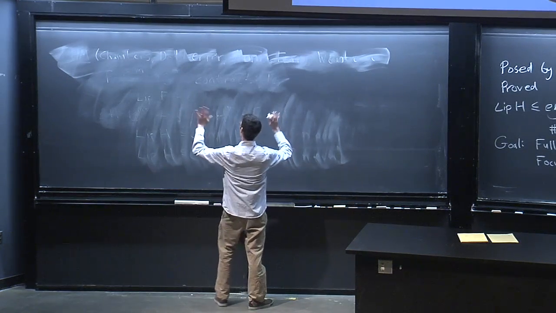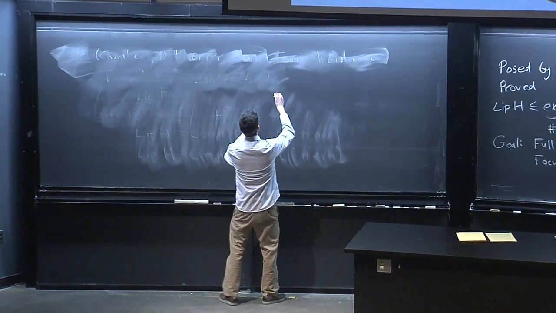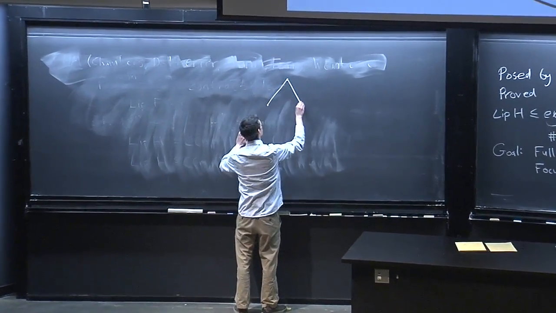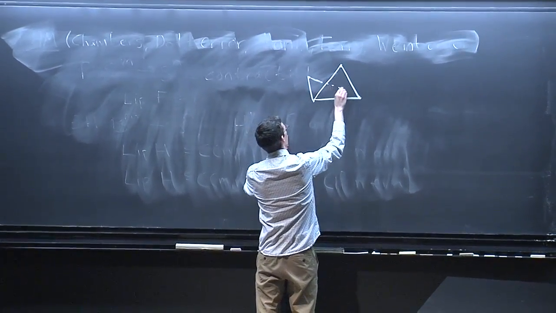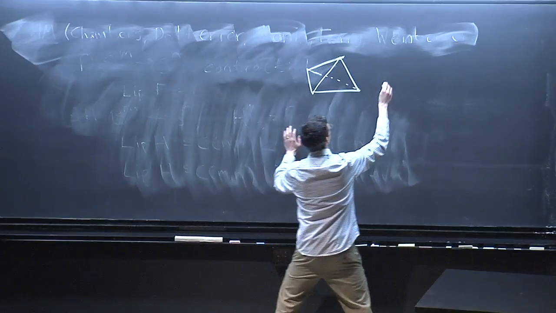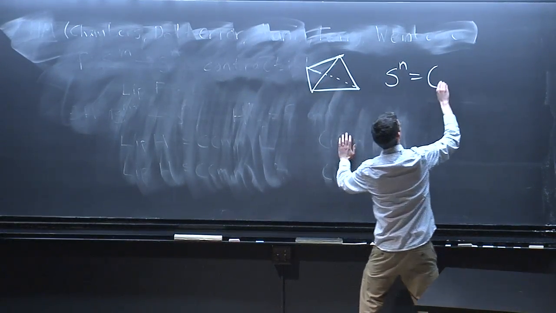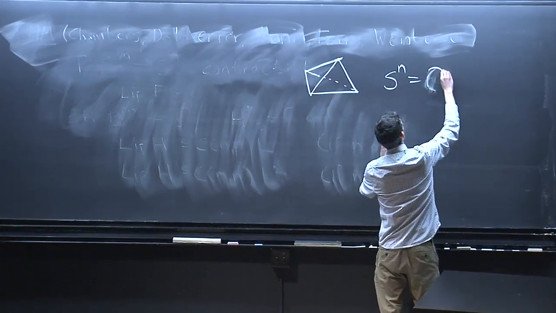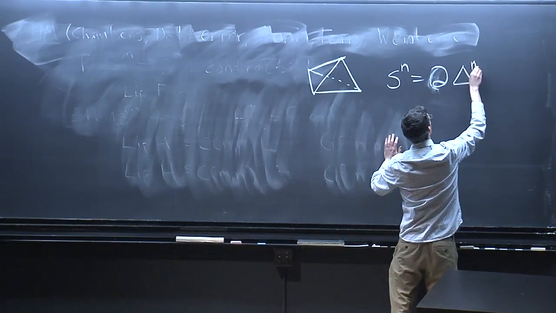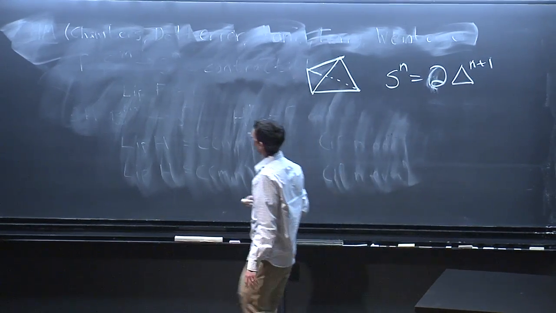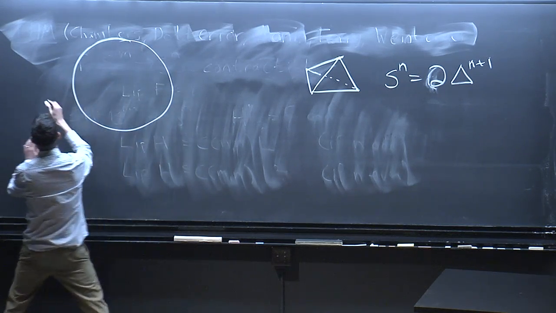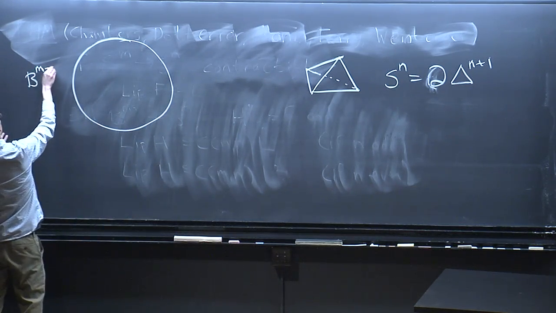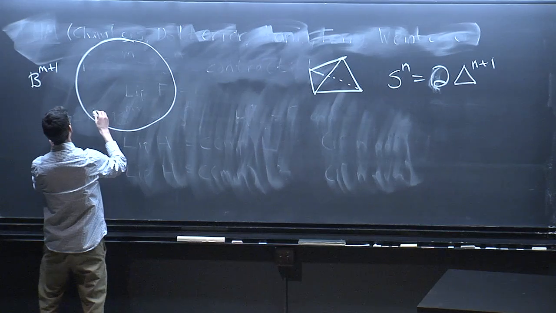I'd like to think of both of my spaces as triangulated. So for Sn over here, I'm going to visualize Sn as the boundary of an n+1 simplex. Sn is the boundary of the n+1 simplex. And over here is the m+1 ball. And I'm going to triangulate it.